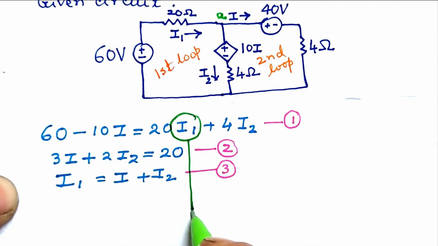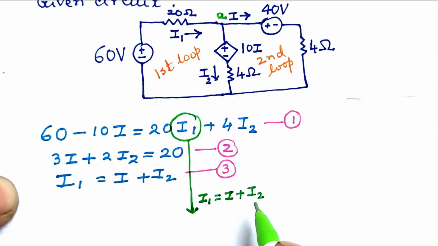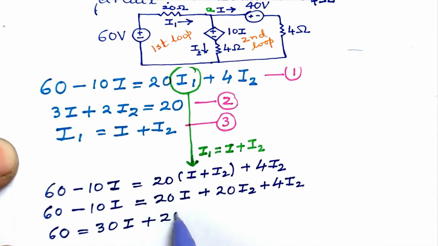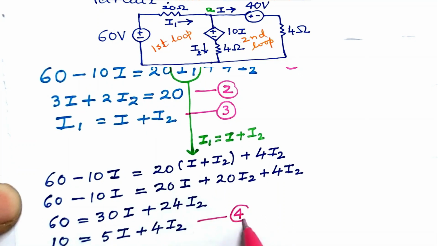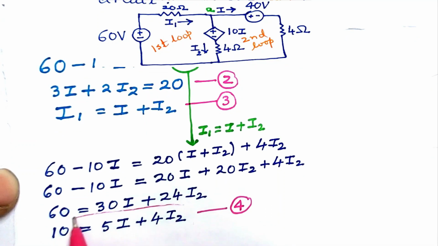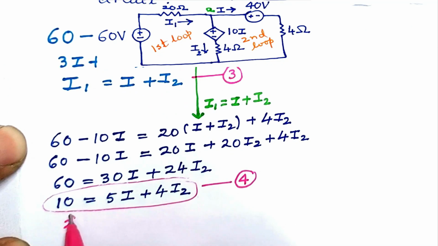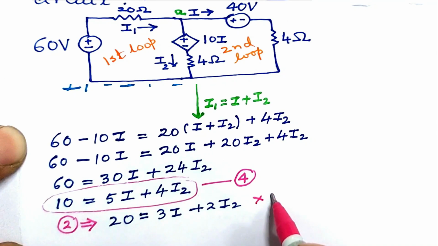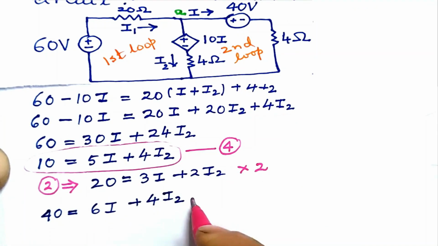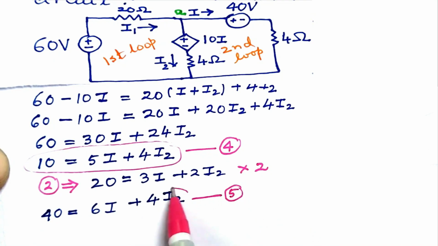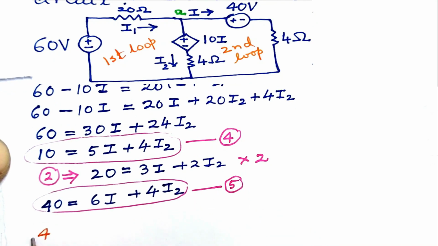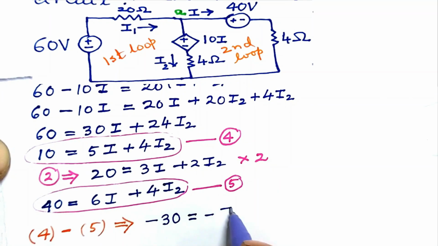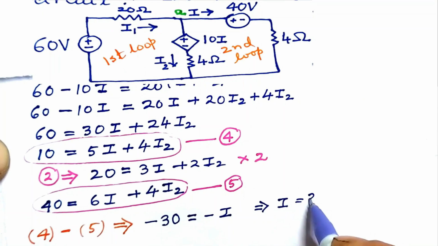Replace this I1 by I plus I2. This gives, on simplification, equation 4. Let us encircle to highlight it. Now we quote equation 2. Multiply by 2. This gives equation 5, and let us highlight it. Equation 4 minus equation 5 gives minus 30 equal to minus I. So we get I equal to 30 ampere.